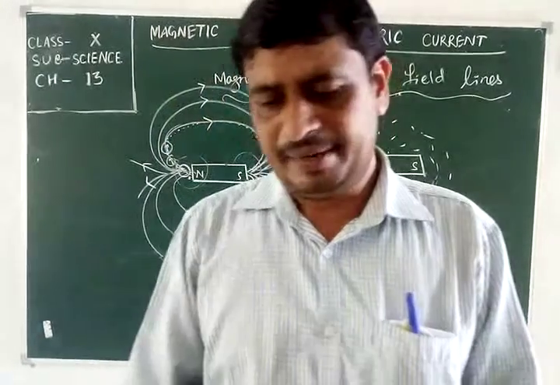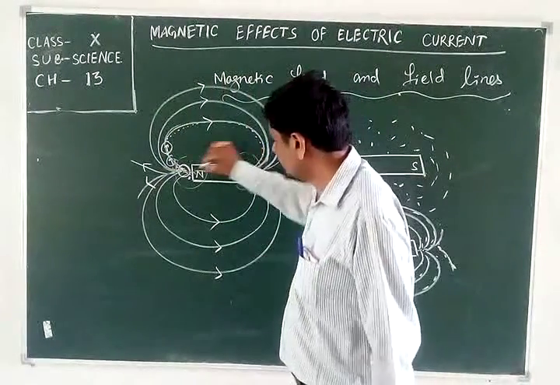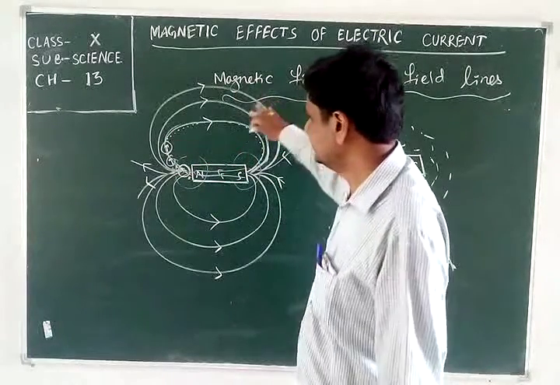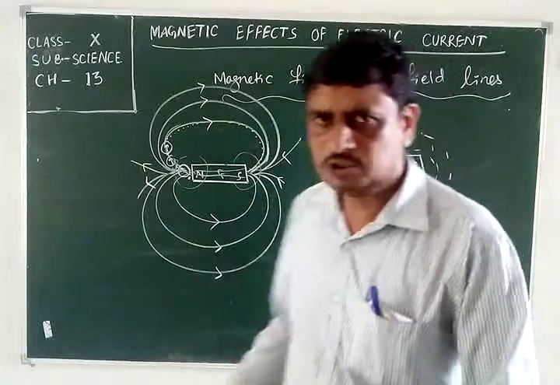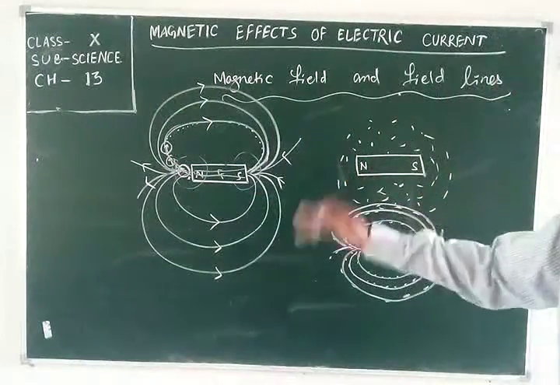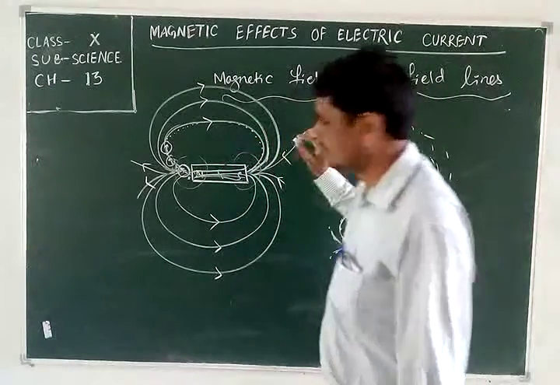But inside the bar magnet, the field lines move from south to north. Outside the magnet, they move from north to south, but inside the magnet, they move from south to north, and these are closed curves.